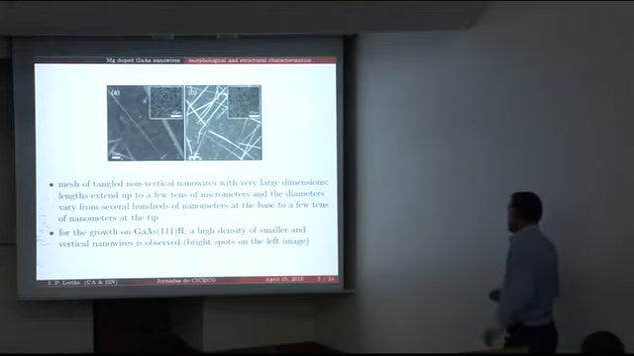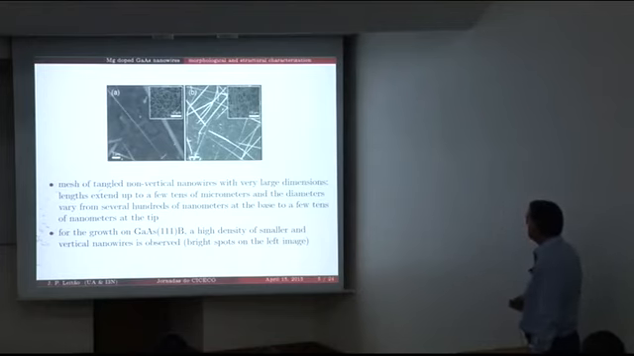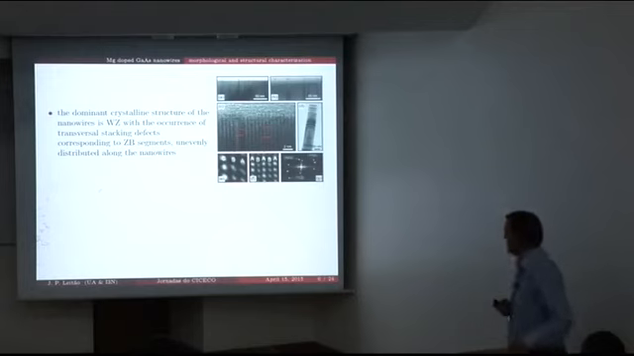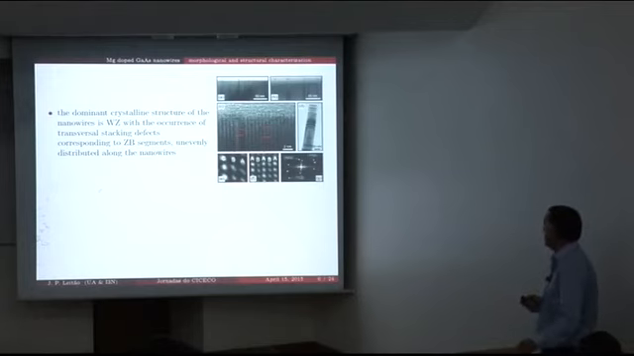spots, but the density is clearly lower. Here I show TEM images in which we can see that the dominant crystalline structure of the nanowires is wurtzite. We can see here the regions of the nanowire. And we observe the occurrence of stacking faults that correspond to the presence of zinc-blende gallium arsenide.